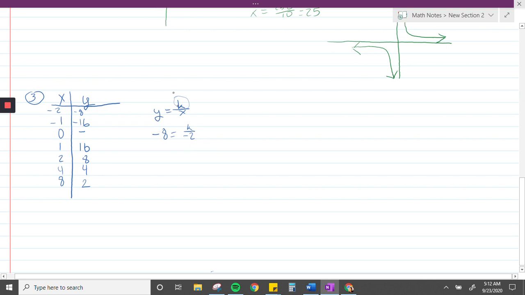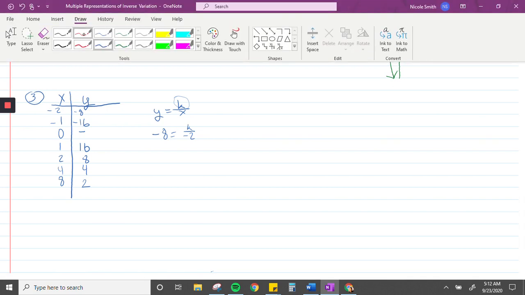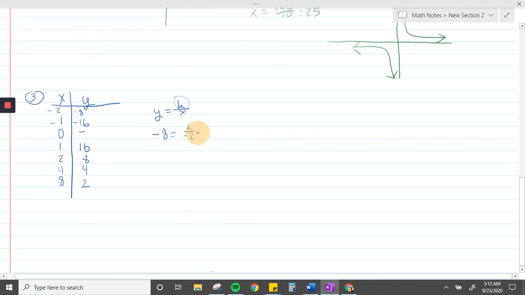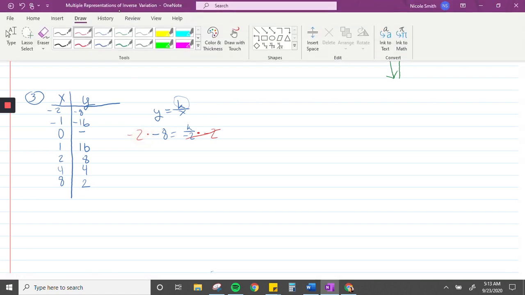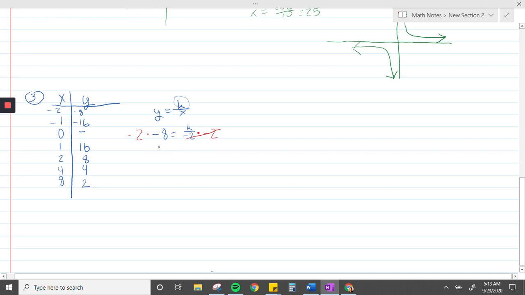To get k by itself, we need to get rid of that fraction. And to get rid of the fraction, always multiply by what's in the denominator. Let's multiply by -2 on both sides of the equation. -2 times -8 is 16. So k is 16. I can think of it that way, or I can look at the table and say -2 times -8 is 16. -1 times -16 is 16. 1 times 16 is 16. 2 times 8 is 16.